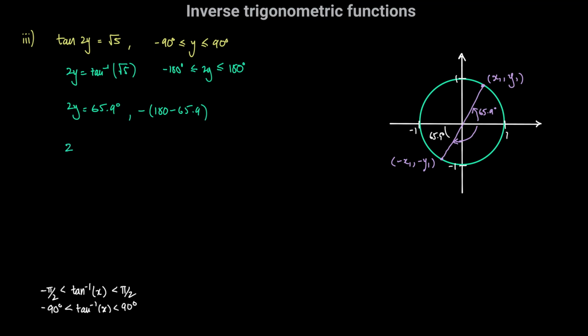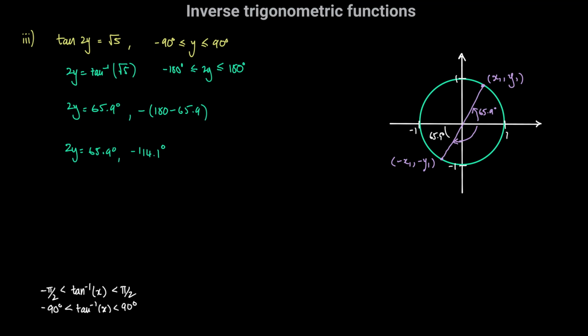So we can say that 2y is equal to 65.9 degrees and negative 114.1 degrees. So between negative 180 degrees and 180 degrees, these are the two angles for which the tan is equal to the square root of 5. The tan of 65.9 is equal to the square root of 5, and the tan of negative 114.1 is also equal to the square root of 5. Again, make sure that we set our calculators to degree mode.